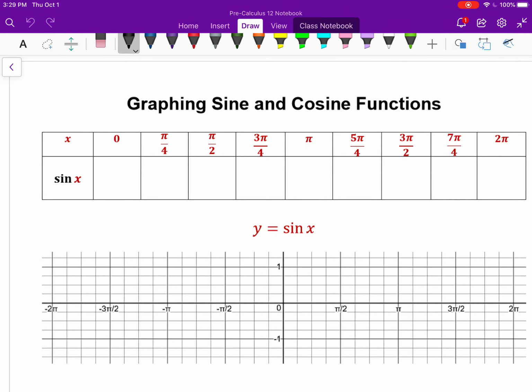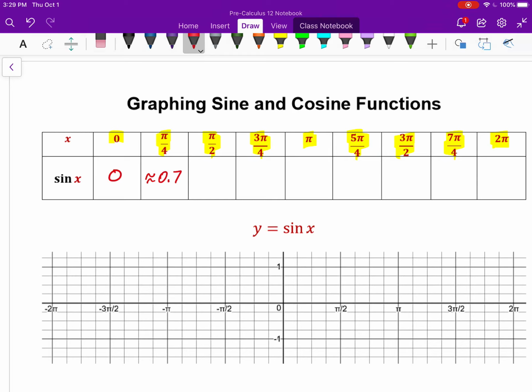Let's create a table and pick values of x. I'm picking all multiples of 45 degrees. Every single one of these values is a multiple of 45 degrees: 0, 45, 90, and so on. The sine of 0 is 0. The sine of 45 degrees is 1 over root 2. However, I want to graph this in a moment, so it's more useful to decimalize 1 over root 2, which comes to about 0.7.